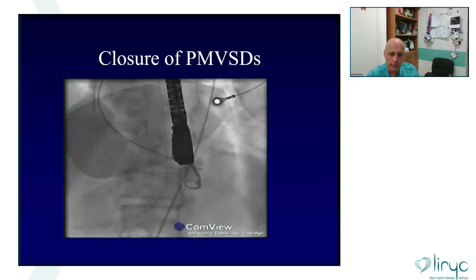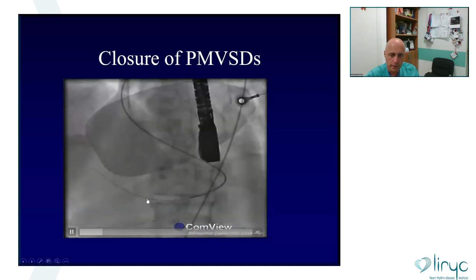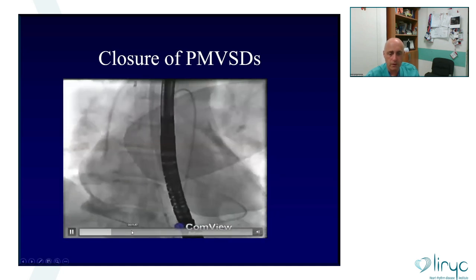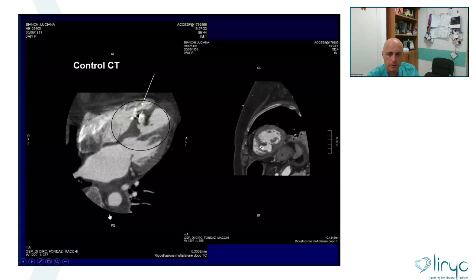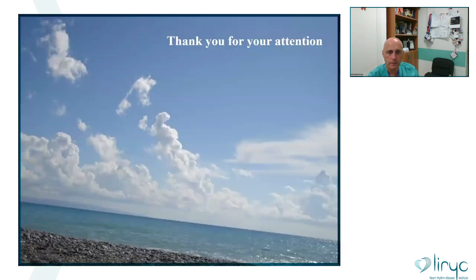Here is another case with quite a nice aneurysm, and we have the same patient. This is the control CT. You see where the device sits clearly within the right ventricle, and this is the left ventricle, and there is quite a complex rupture of the septum. But finally, what is important is to close the defect and relieve the hemodynamic burden. So thank you for your attention.